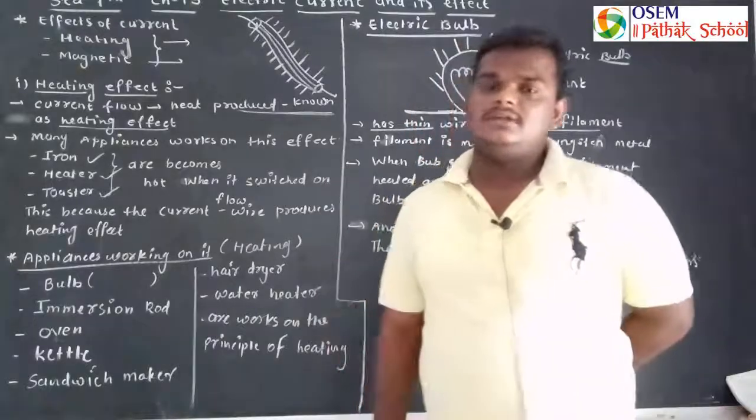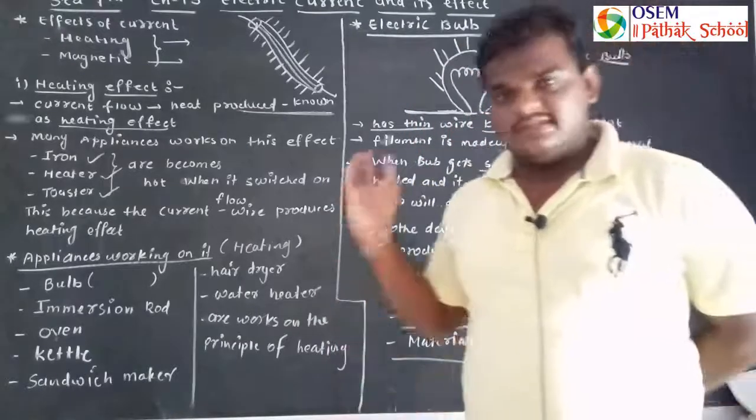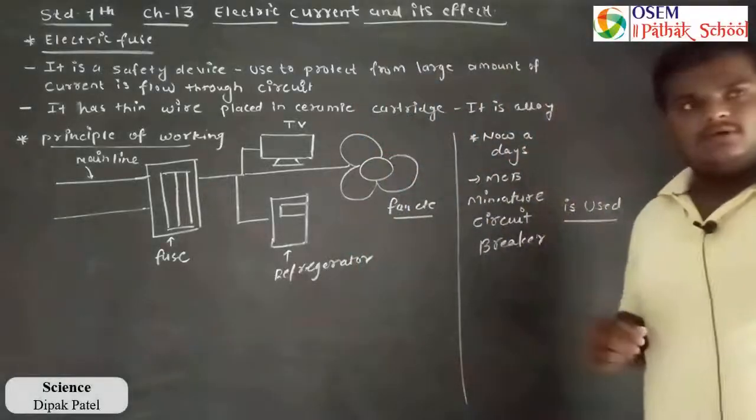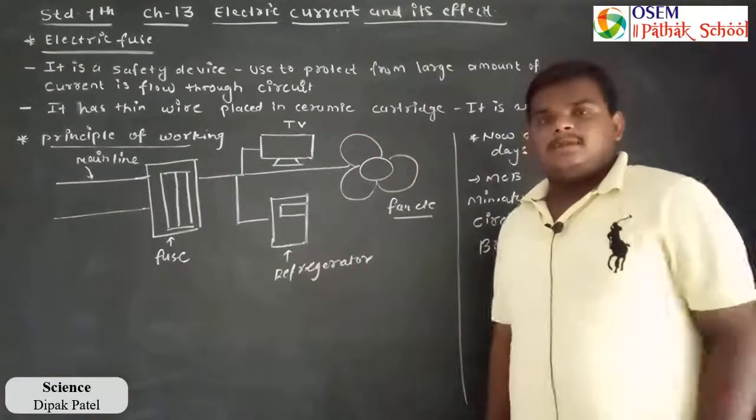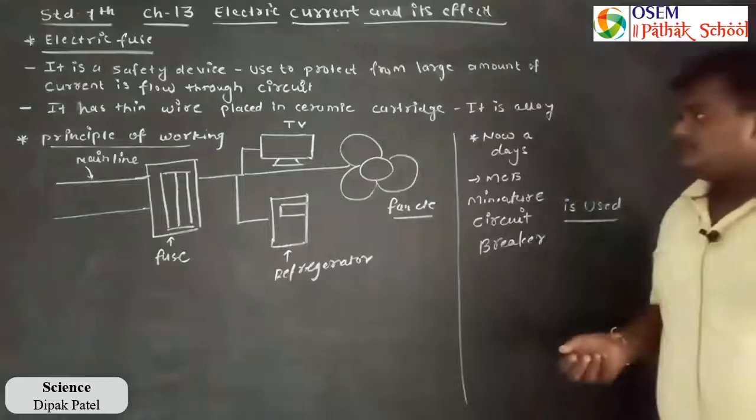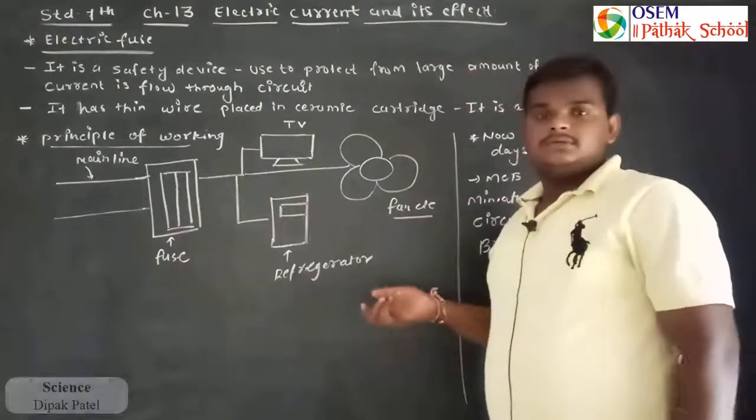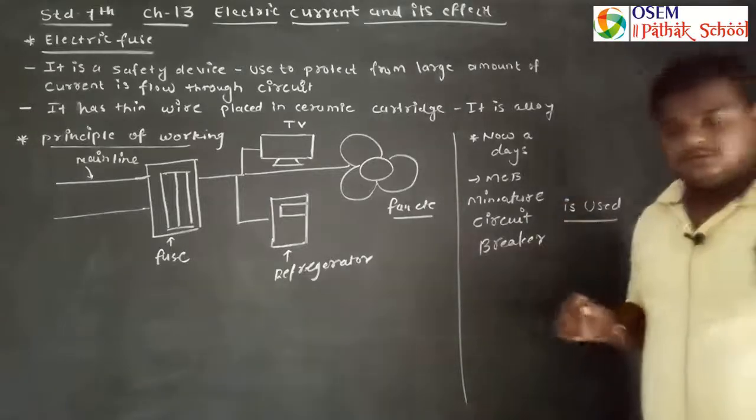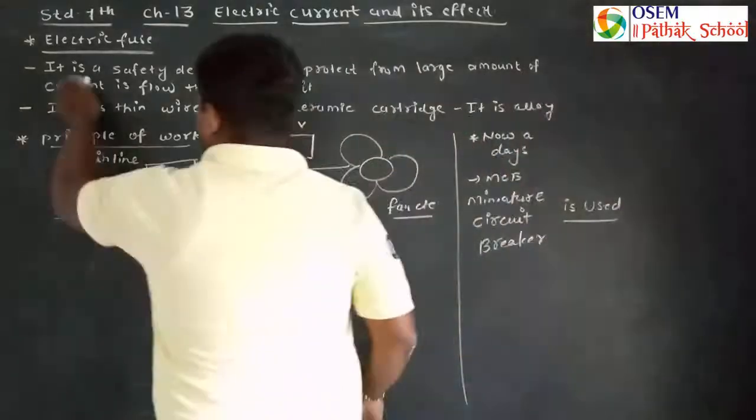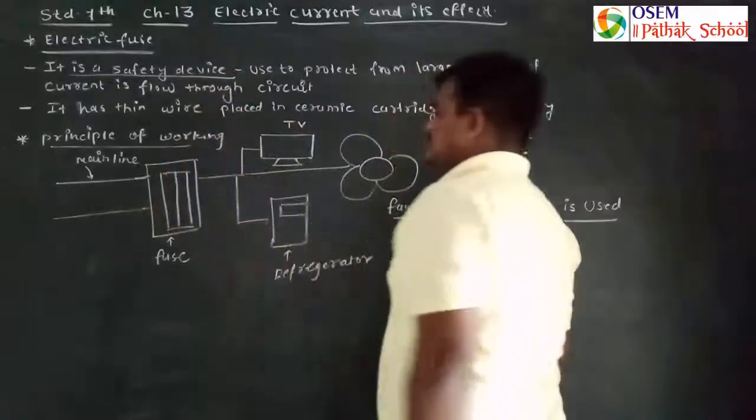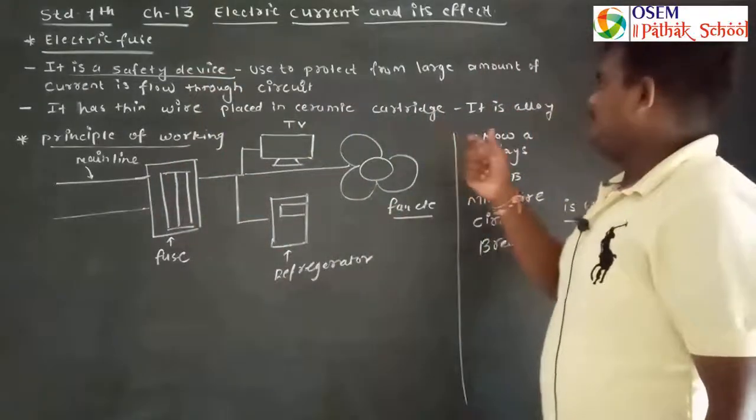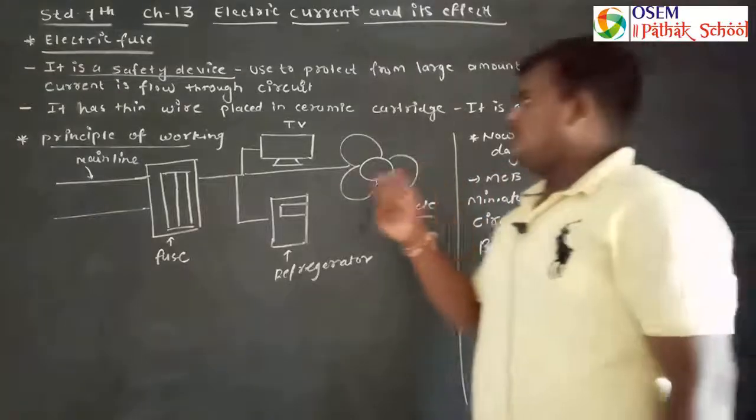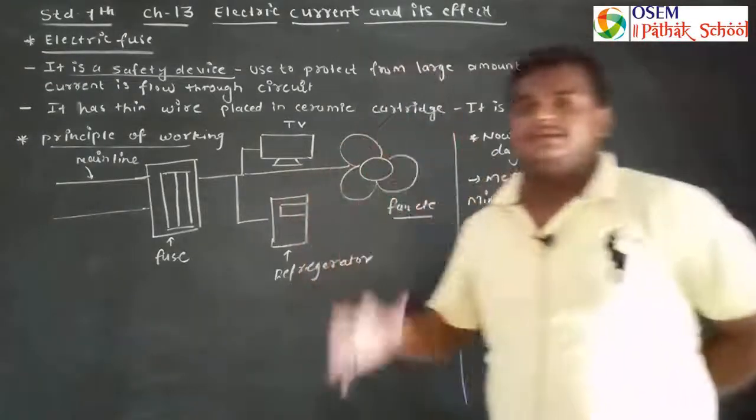Now we are going to learn about the fuse. What is a fuse? Let's look. Now, the electric fuse, that we have already observed inside our home. What is an electric fuse? How is it used? What is the principle of its working? Let's learn. So what is a fuse? It is a safety device used to protect from a large amount of current flowing through the circuit.